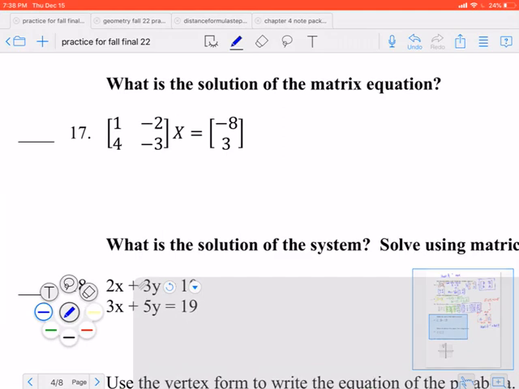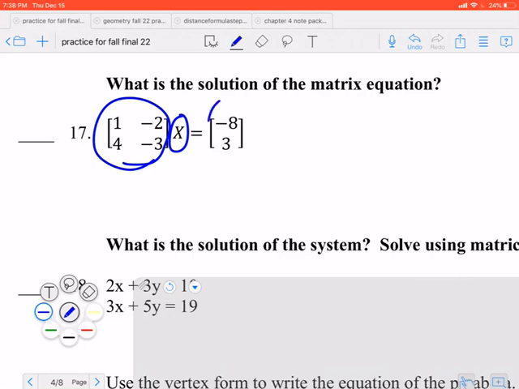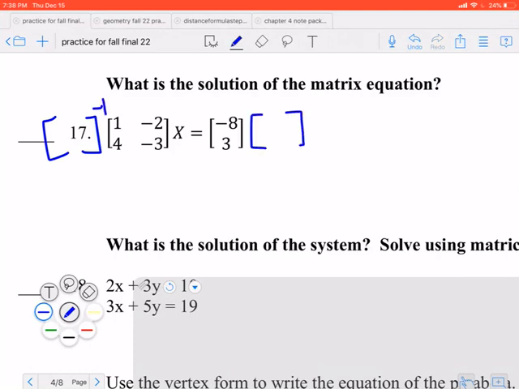What is the solution? So I pretty much just explained it. We have something times x equals something, so I need to get the x to be alone. That means multiplying both sides by the inverse. I'm not going to write all the numbers in there, but both sides by that one's inverse. And that's the same problem again. This is a 2 by 1 and this is a 2 by 2, so we have to flip those around.